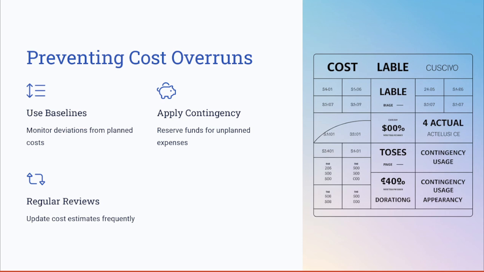Let's take an example here of a construction project. Maintaining a detailed cost baseline and tracking actual spendings against the baseline helps by identifying potential overruns early. Also, allocating contingency reserves for unexpected events like supply chain delays will ensure the project continues without disrupting the budget.